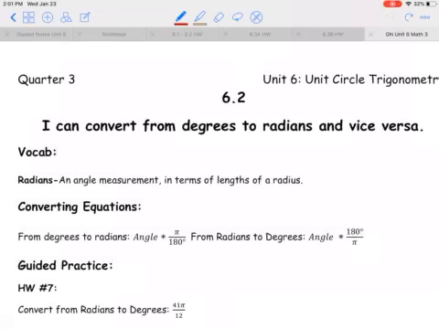Okay, 6.2 is just converting. Pretty easy stuff. It's when we want to go from degrees to radians. And in your calculator, you might have seen that radian sign.